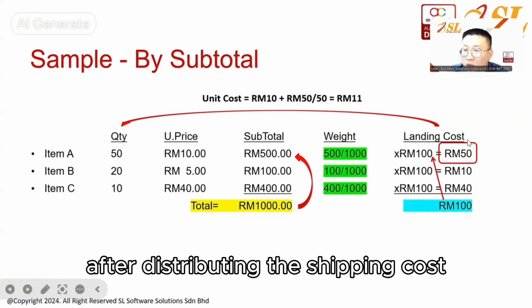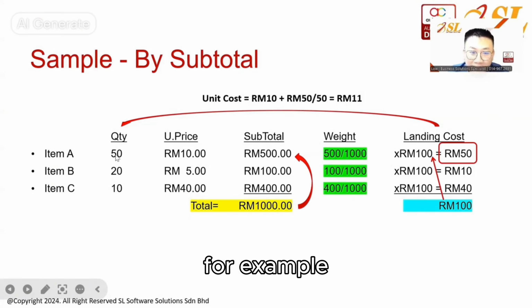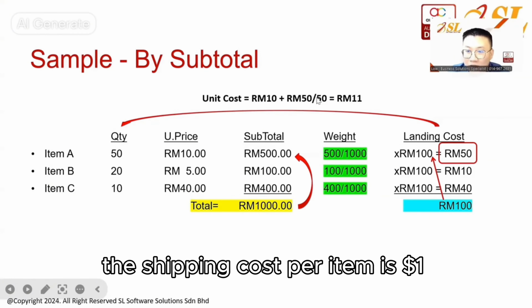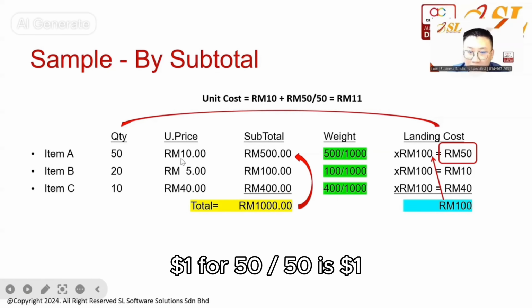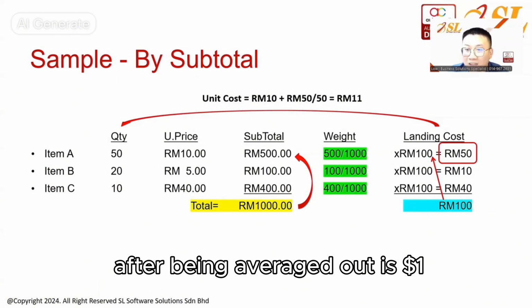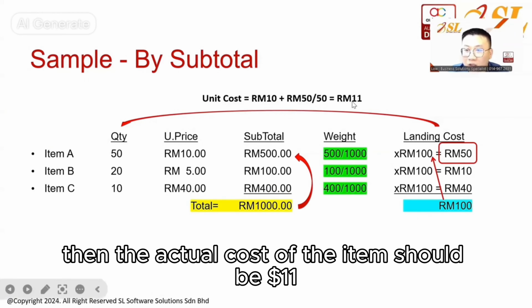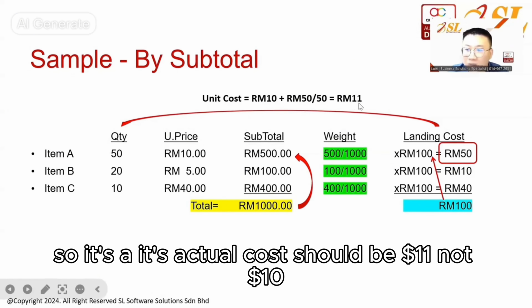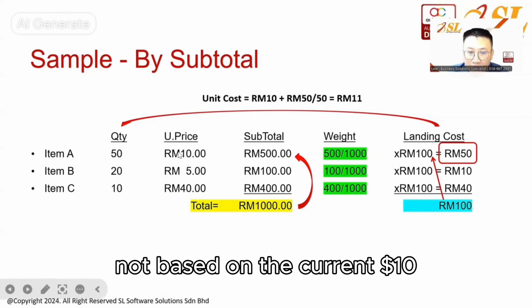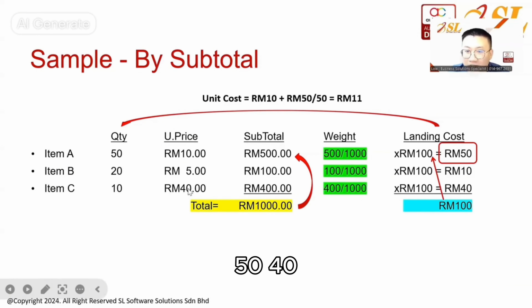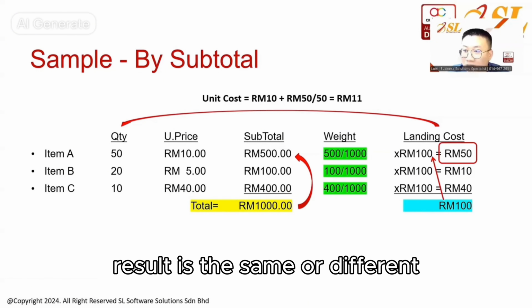After distributing the shipping cost, we still need to work out the shipping cost for one item. For example, this is $50, and here there are 50 items. For 50 items, the shipping cost per item is $1, since $50 divided by 50 is $1. So if it was bought for $10, but its shipping cost after being averaged out is $1, then the actual cost of the item should be $11, not $10. So we do a sample following this method to see if our calculated result is the same or different.